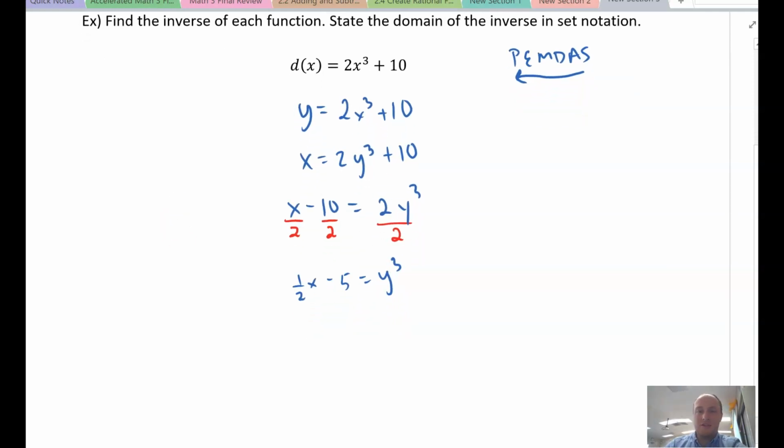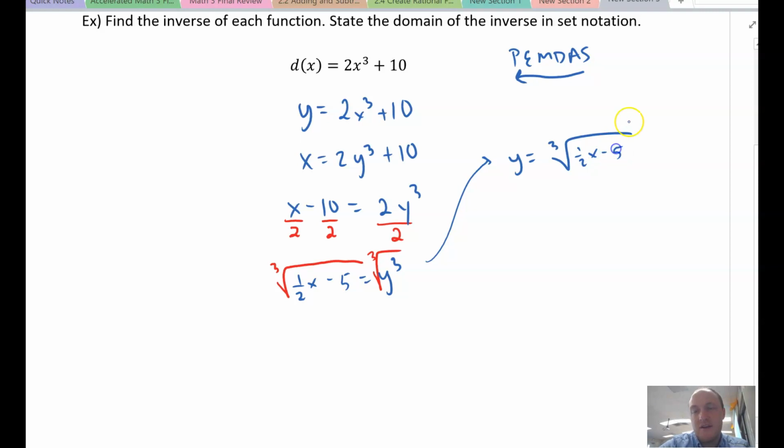Okay, what's next? Well, you got to undo your exponent. So I'm going to take the cubic root. Okay, cubic root. All right, so what is my answer? I'm going to come up here. Okay, y is equal to the cubic root of 1/2 of x minus 5.